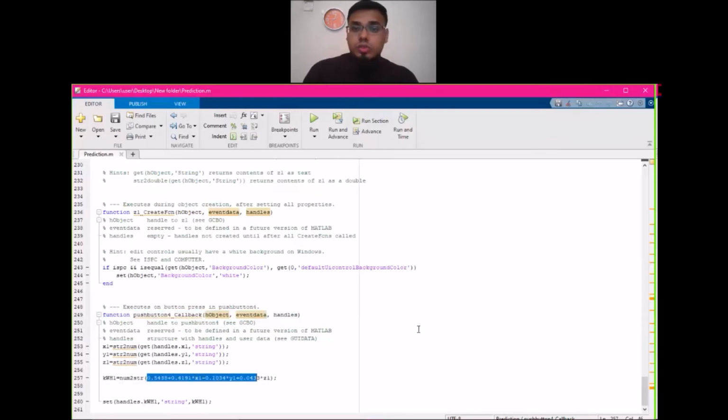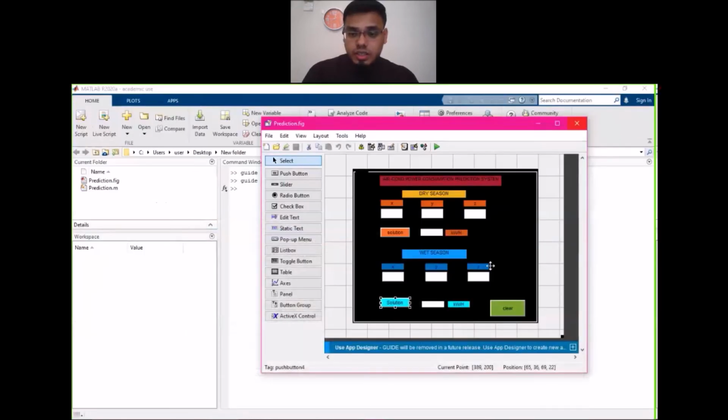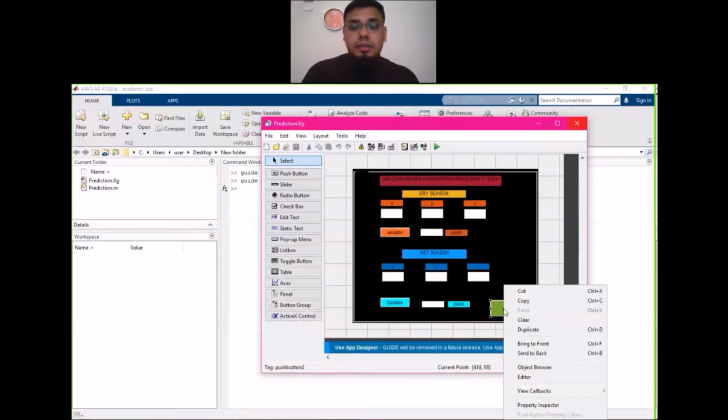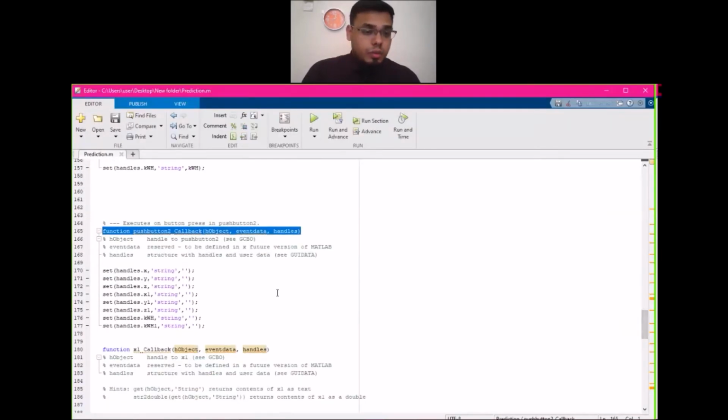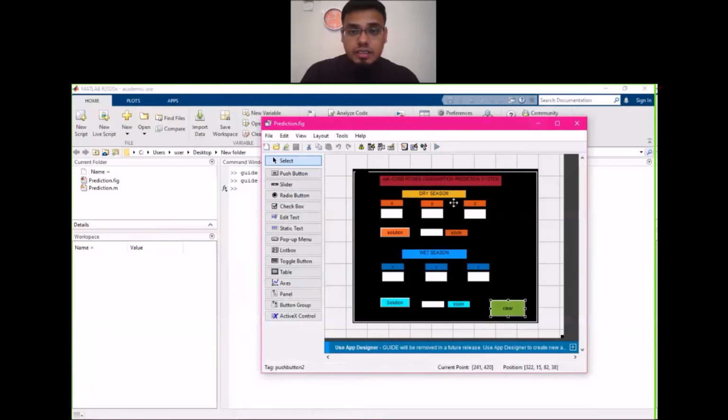Now let's try. Oh, before that, there's a clear button here. I put the clear button to clear all the readings we entered in a fast way, so we do not need to clear one by one. These are the coding I did. If I press the clear button, all the data will be cleared by itself. So let's run and see.